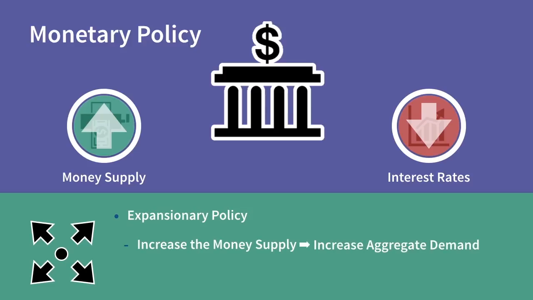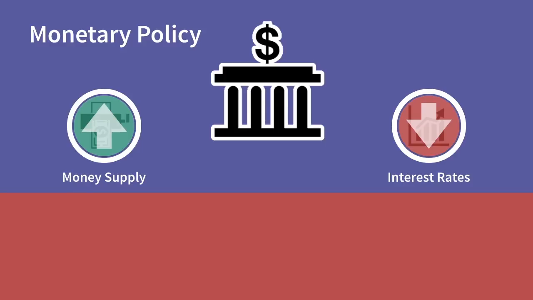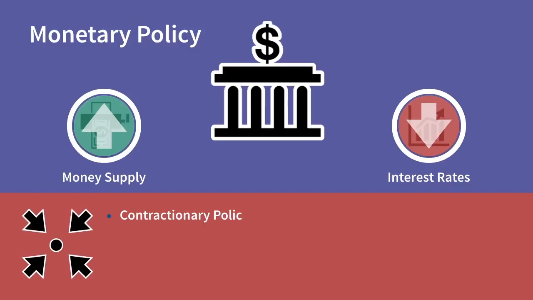Now, on the other hand, when we want to control inflation and rein in an expansion, we would implement a contractionary policy. To achieve a contraction in the economy, we decrease the money supply and allow rates to increase.